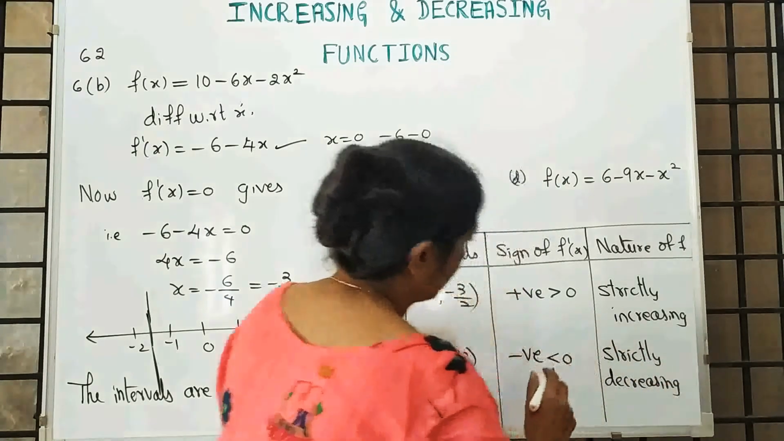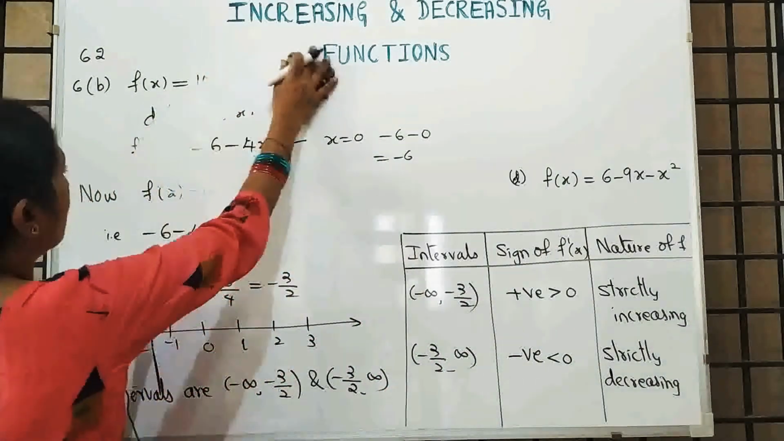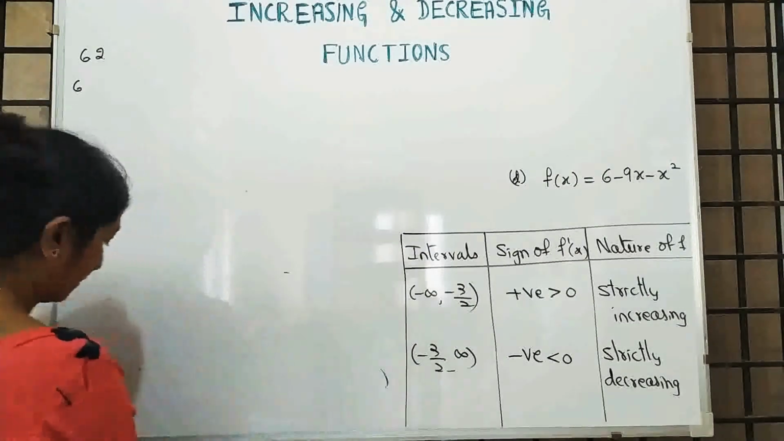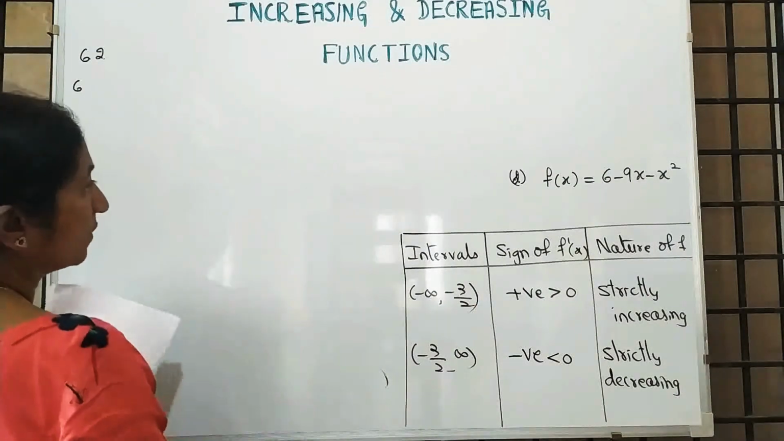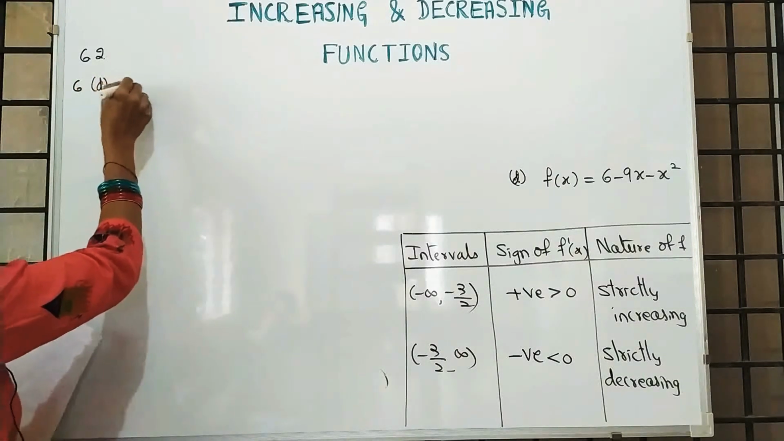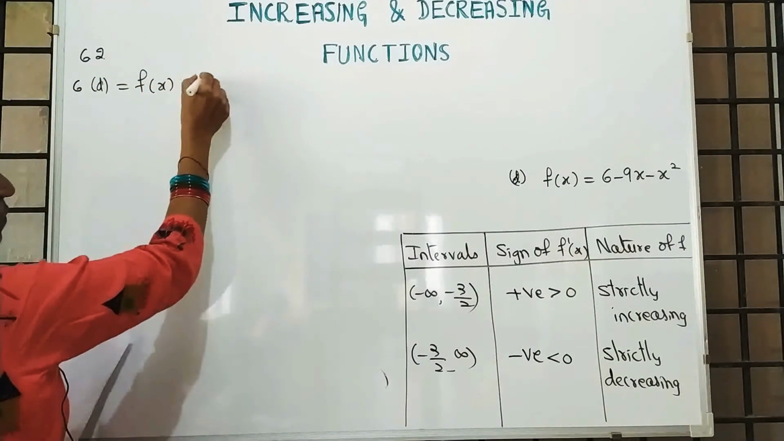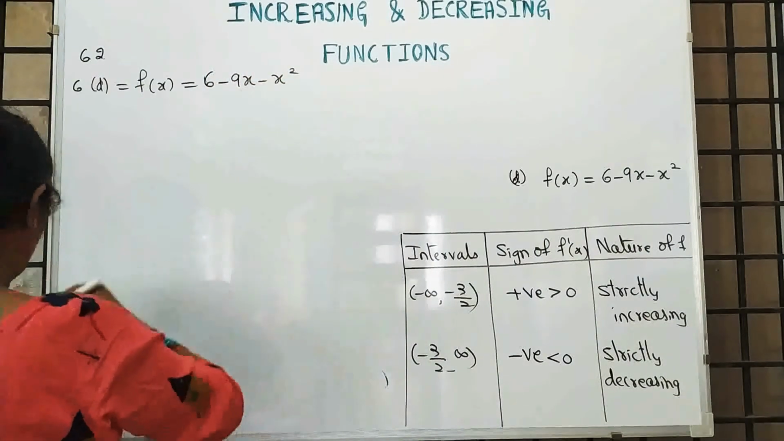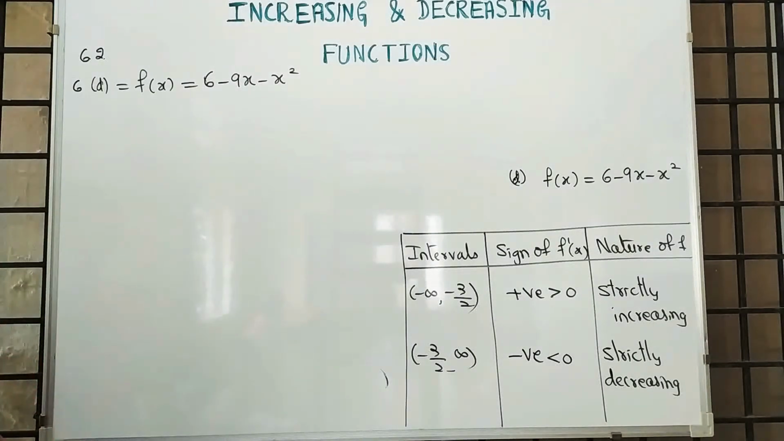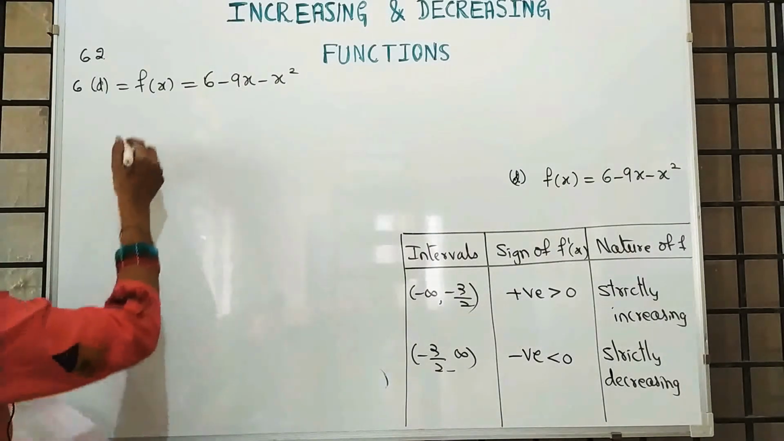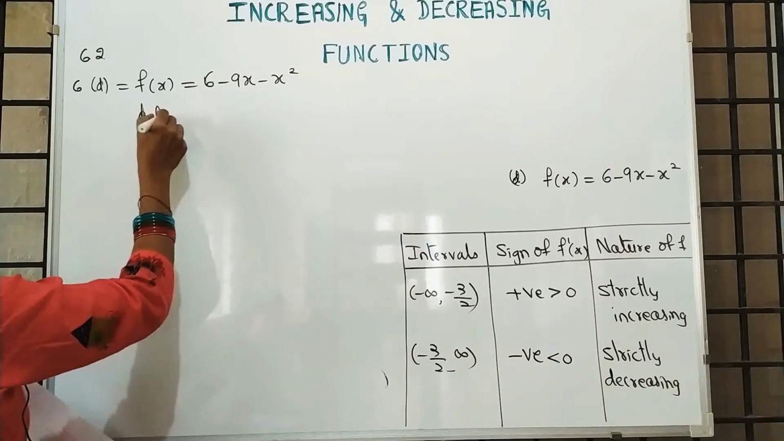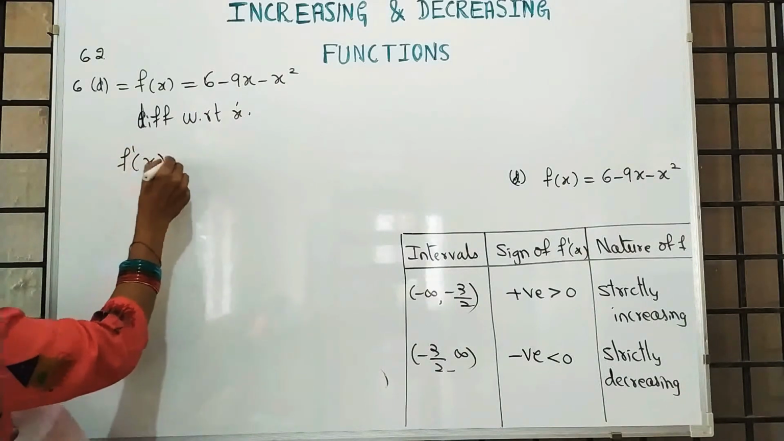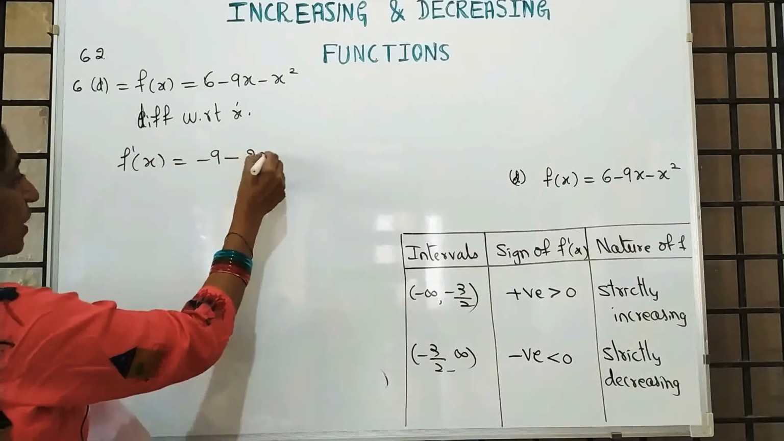See, this is the first homework question. Moving to the second one, that is the sixth main question D. It is f(x) = 6 - 9x - x². What is the first step? In the first step, we have to go for differentiation. Differentiating with respect to x, f'(x) = -9 - 2x.